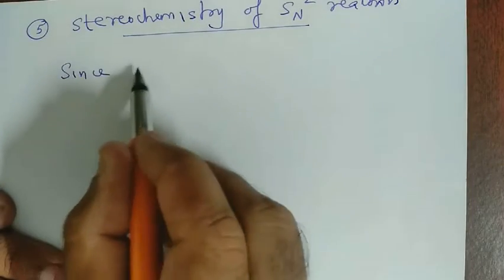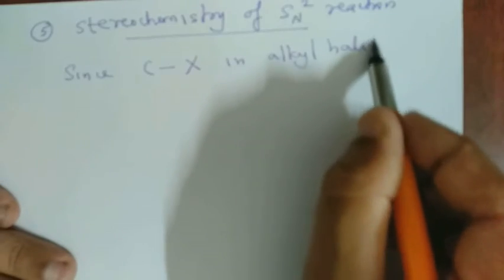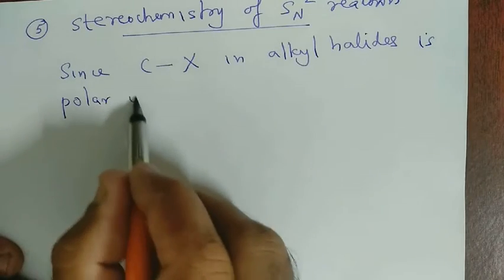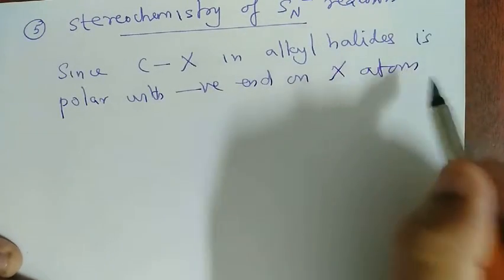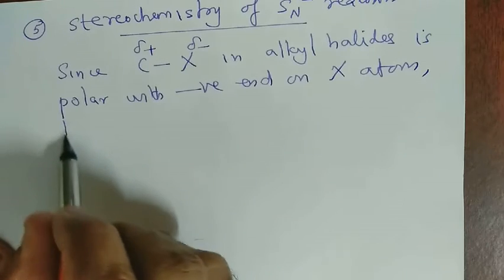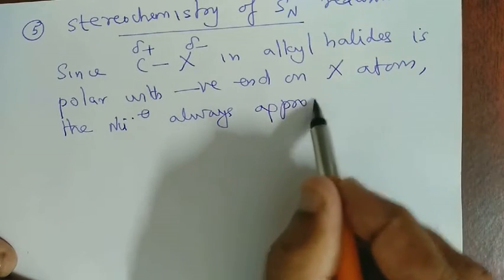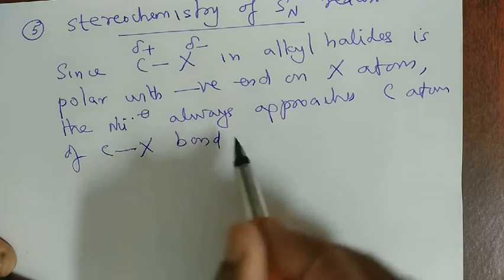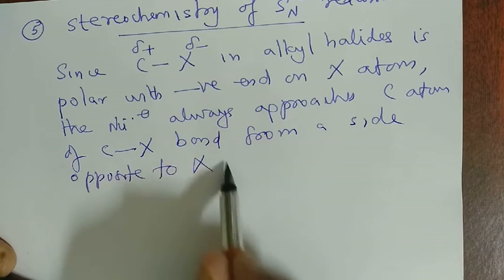Since the carbon-halogen bond in alkyl halides or haloalkanes is polar, with the negative end on the halogen atom, that is, carbon has delta positive and X has delta minus, the nucleophile always approaches the carbon atom of the carbon-halogen bond from a side opposite to the halogen atom.